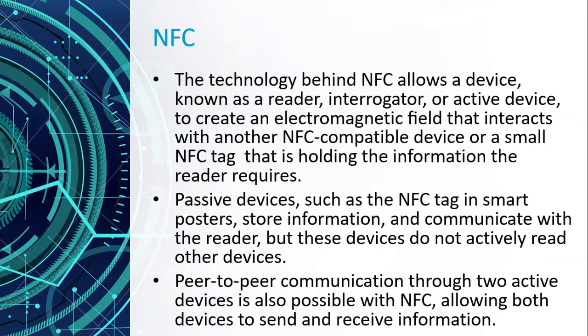Passive devices such as an NFC tag in smart posters store information and communicate with the reader. But these devices do not actively read other devices. Peer-to-peer communication through two active devices is also possible with NFC, allowing both devices to send and receive information. Three forms of NFC technology exist: Type A, Type B, and FeliCa. All three types are similar, but communicate in slightly different ways.